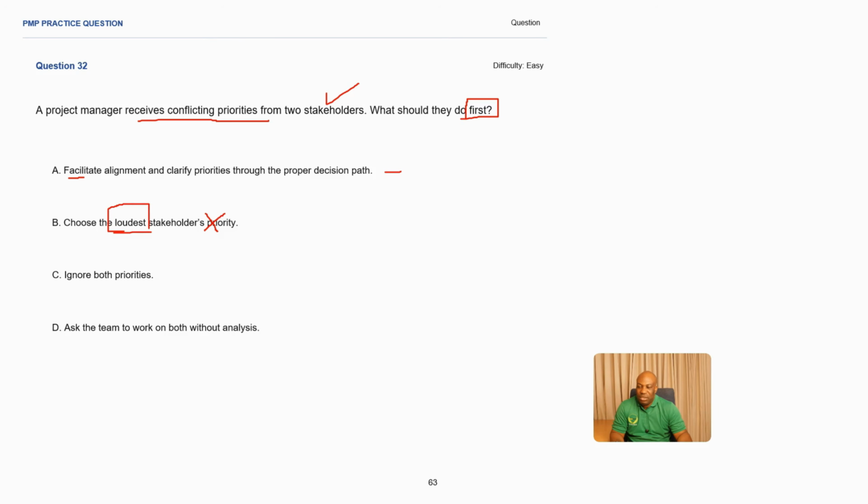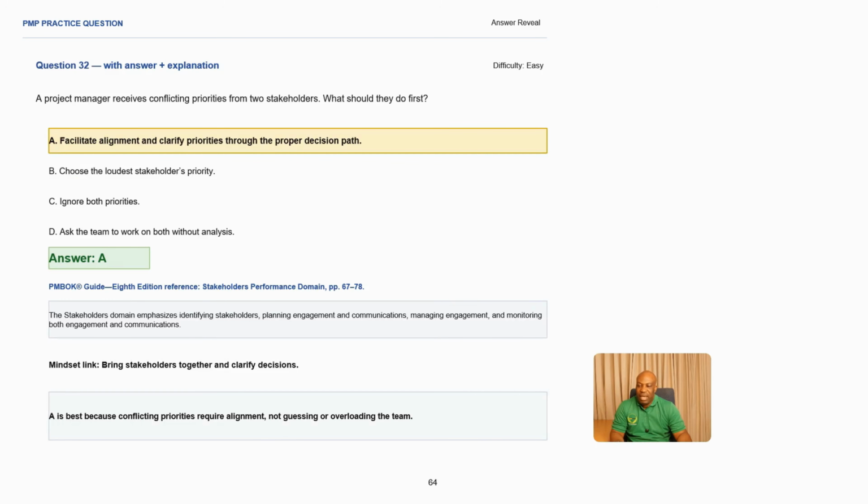Ignore both priorities. You don't ignore things in a project. Priorities, challenges, issues, risks in a project should not be ignored. So making this incorrect answer. Ask the team to work on both without analysis. You need to analyze. You cannot just ask the team to work on conflicting priorities. It has to be analyzed and prioritized. So making this an incorrect answer. And therefore, A is the best answer in this scenario. You need to facilitate alignment. This is very important. Facilitate alignment and also clarify priorities through proper decision path. Making A the best answer here.